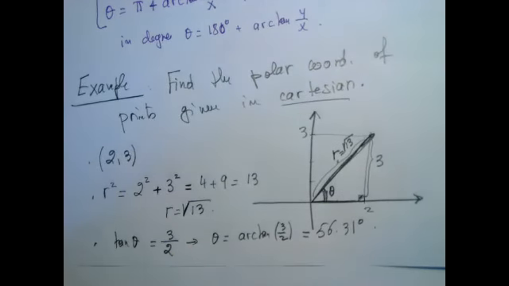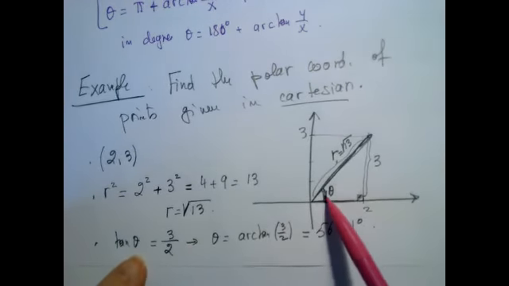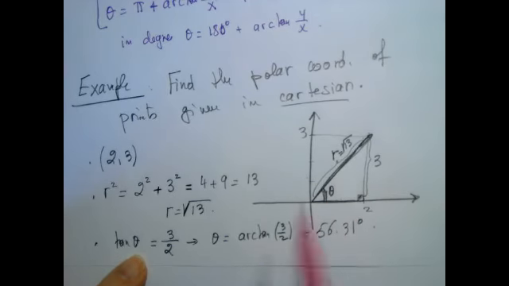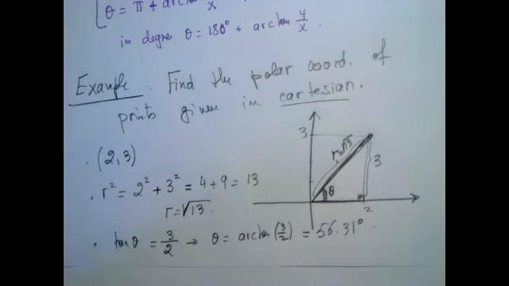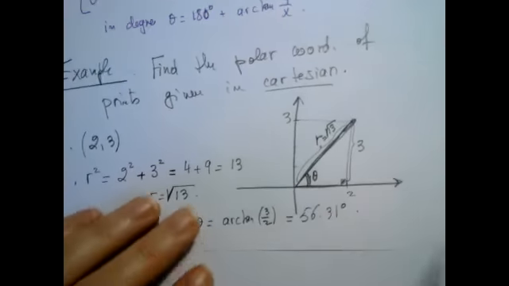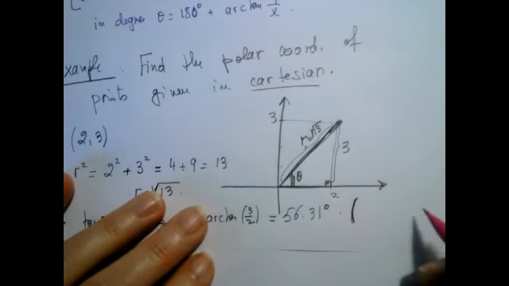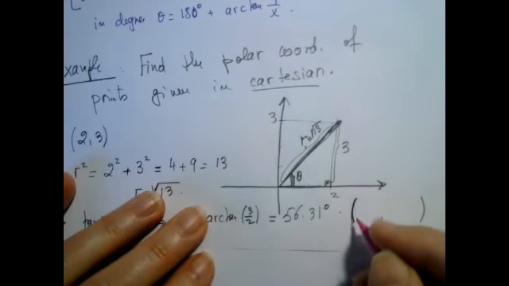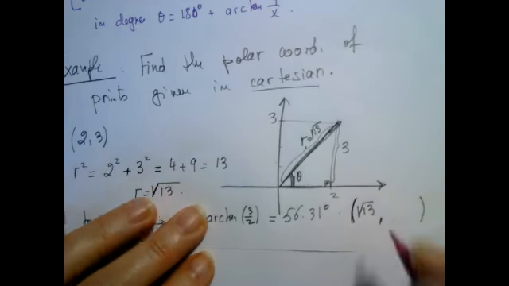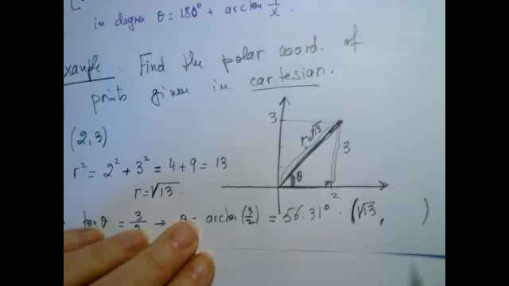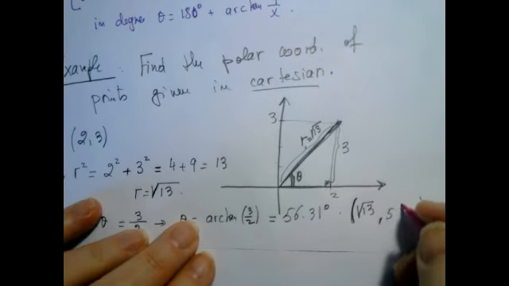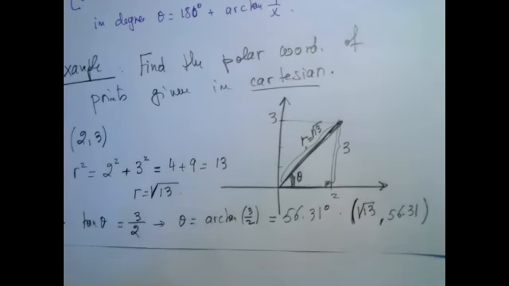Degrees. Now I am in the first quadrant, so I expect my angle to be between 0 and 90. So I know exactly what my angle is going to be. So the polar coordinates are going to be, right there, square root of 13, that's the r, and the theta is 56.31. So these are the polar coordinates, and I am working right now in degrees.